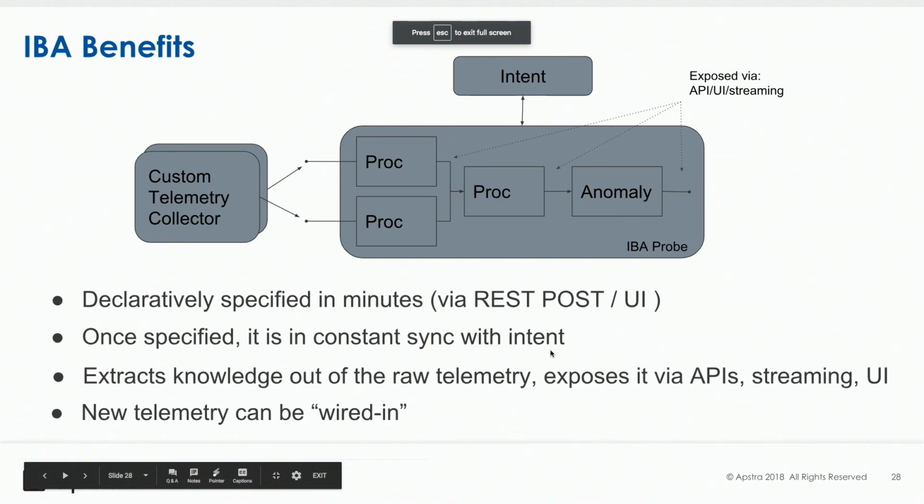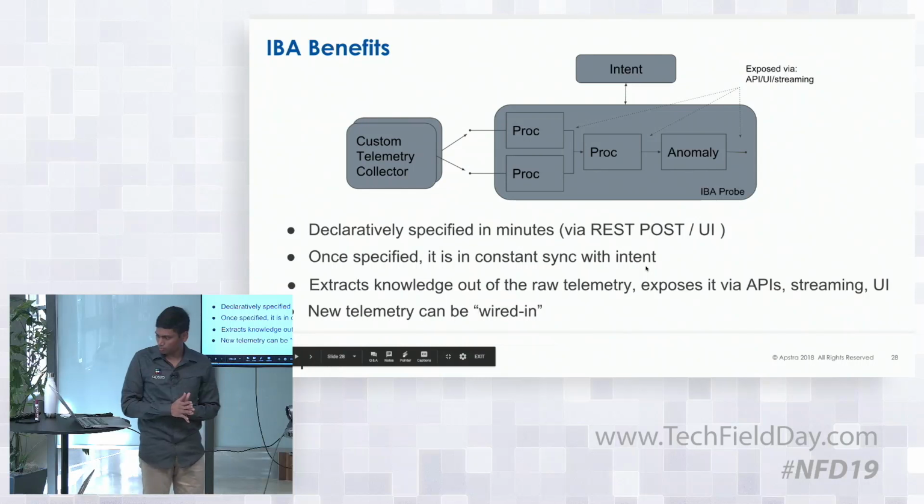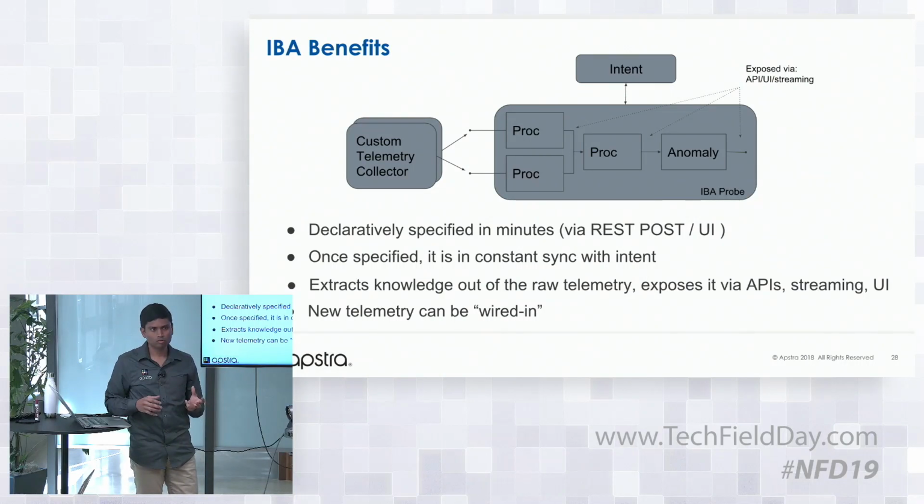So to summarize, the benefit of IBA is that it allows you to do streaming analytics in the context of intent, and it's all declaratively specified. That whole probe that you saw, including every column in that UI, nothing is hard coded. It's all coming from a single JSON file that you post to a REST API, and once you post, it is real time and always in sync with your intent.